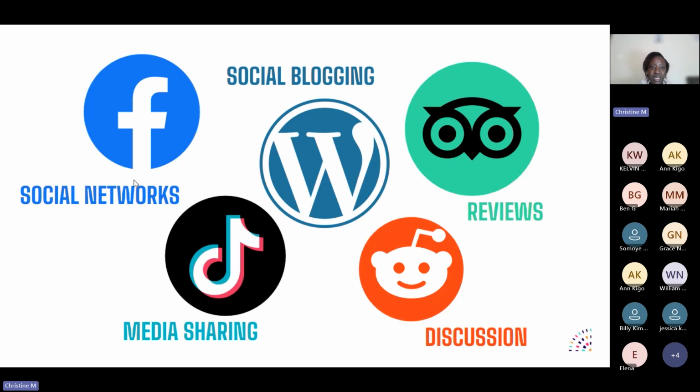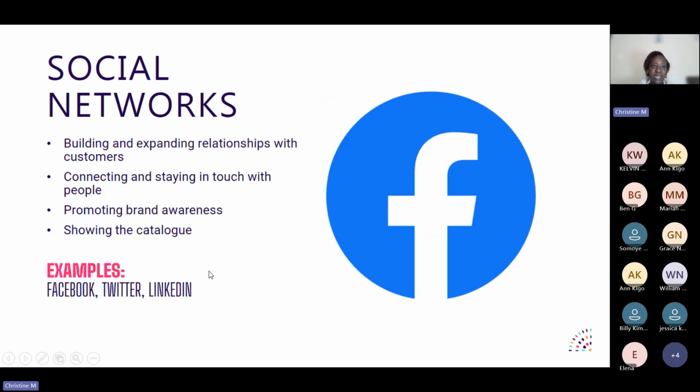So let's get into these different kinds of social media a bit more deeply so that we understand what they help us to do. The first category here are called social networks, and they help us to build and expand relationships with our customers. They also help us to connect and stay in touch with people, as well as promoting brand awareness. And also you can upload your catalog showing your products and services on these platforms. Some examples of these platforms include Facebook, Twitter, and LinkedIn. And this icon showing here is the Facebook icon.